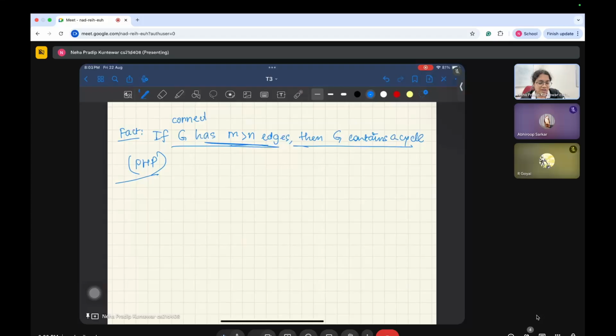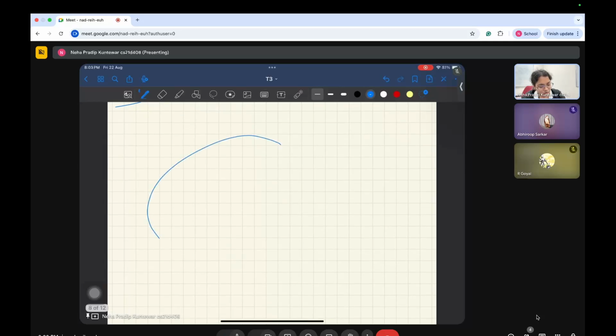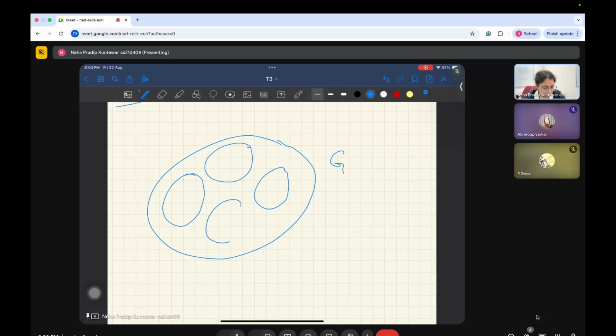In general, it's stated when G is a connected graph, but you can also show that it works for a graph that is not connected. So why is that? Let's say that I have a graph G which is not connected, I mean disconnected. Then it will have some connected components like this, right? So is this part okay?